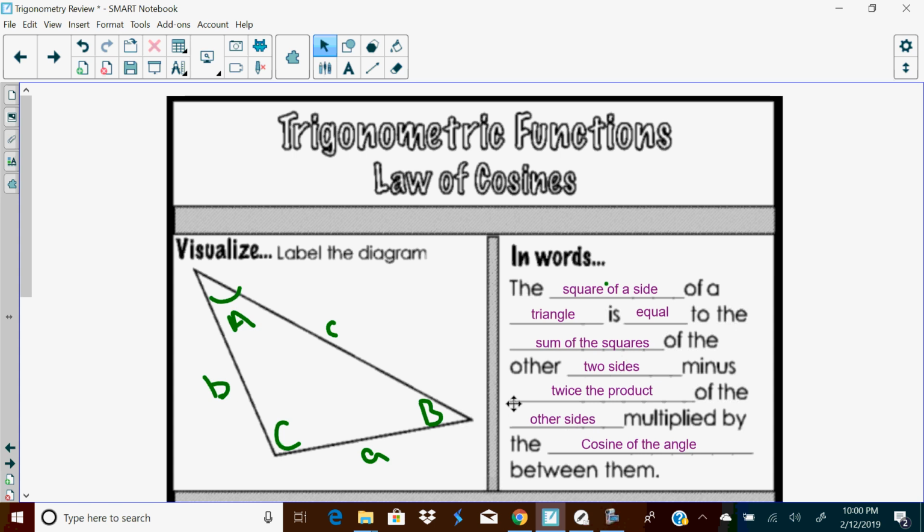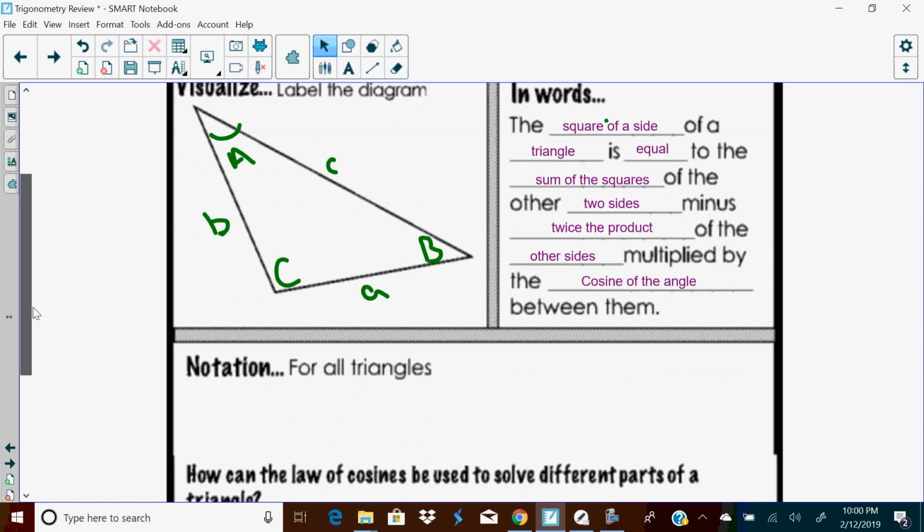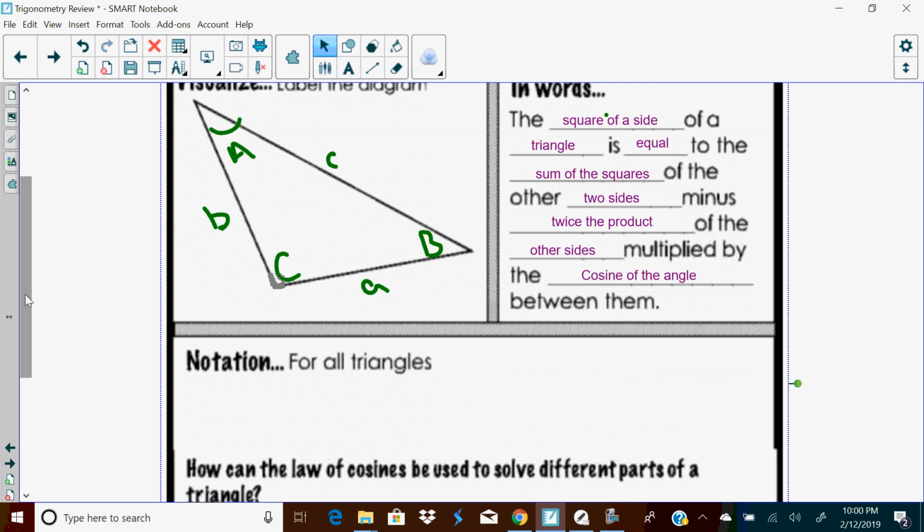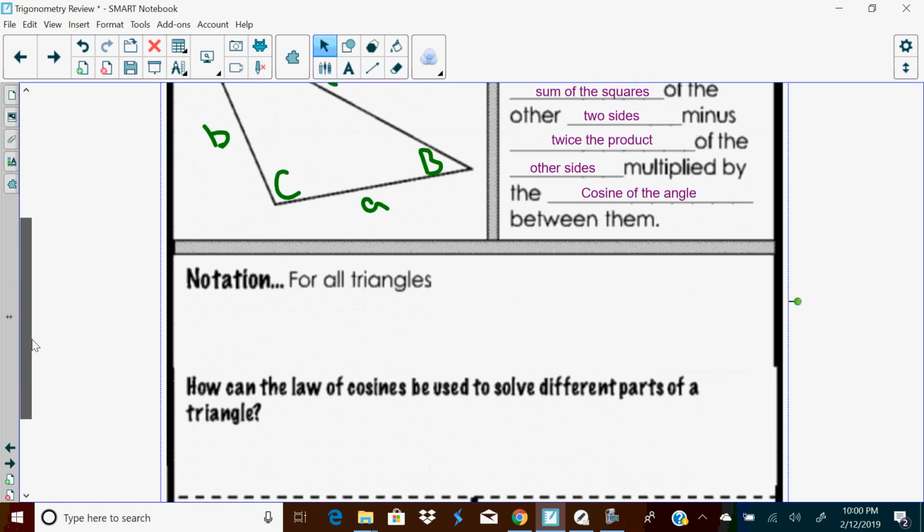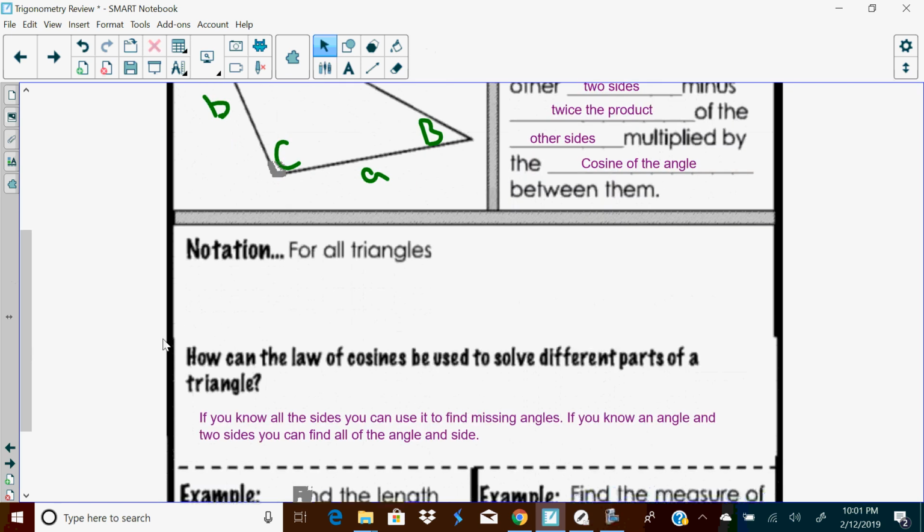So when would we use this? Let's go down a little bit to say when we would use this, and then I'll show you the formula. If you know all the sides, you can use it to find missing angles. If you know an angle and 2 sides, you can use it to find all the angles and all the sides. The difference between this one and the last one is that before, you needed angles and sides that matched each other. This one, you don't need that. They don't need to actually match up. You just need to know one of the corresponding.